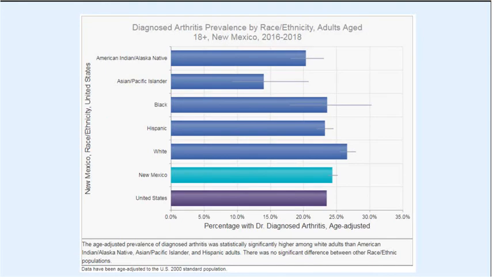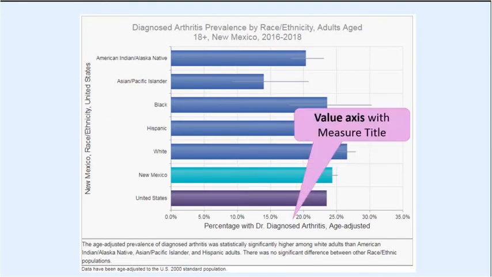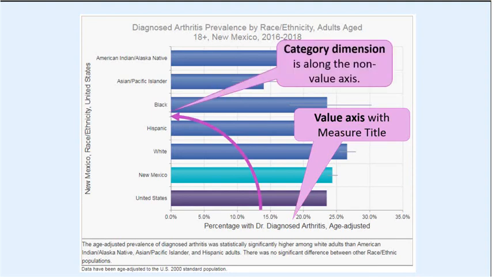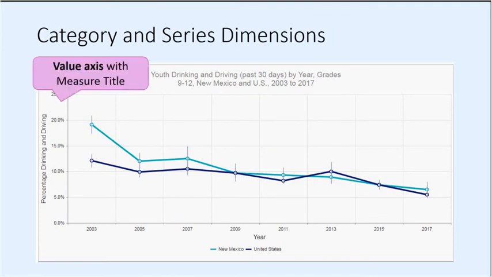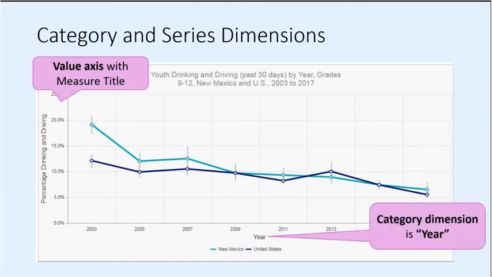All right, so sometimes the value axis is along the bottom of the graph. So here's the value axis with the measure title. This is a different topic now, diagnosed arthritis prevalence, and it's age adjusted. That's in the measure title. And the category axis now is on the left. Okay, so sometimes these get swapped. But the point to remember is that the value axis has the measure title. The category dimension is opposite the value axis.